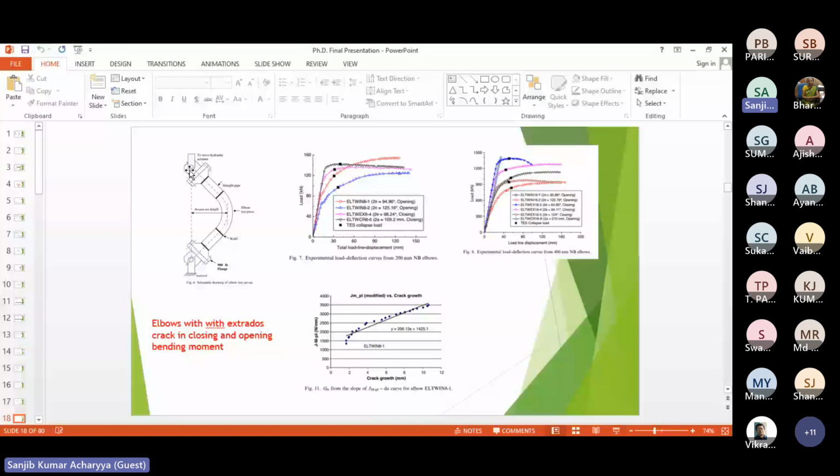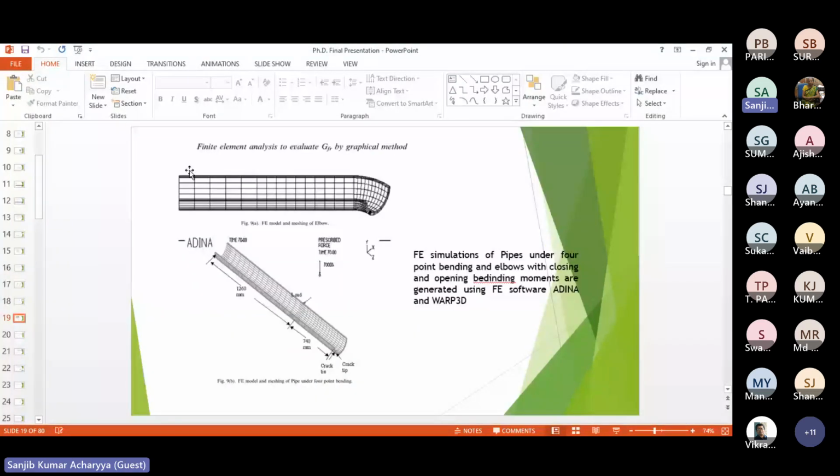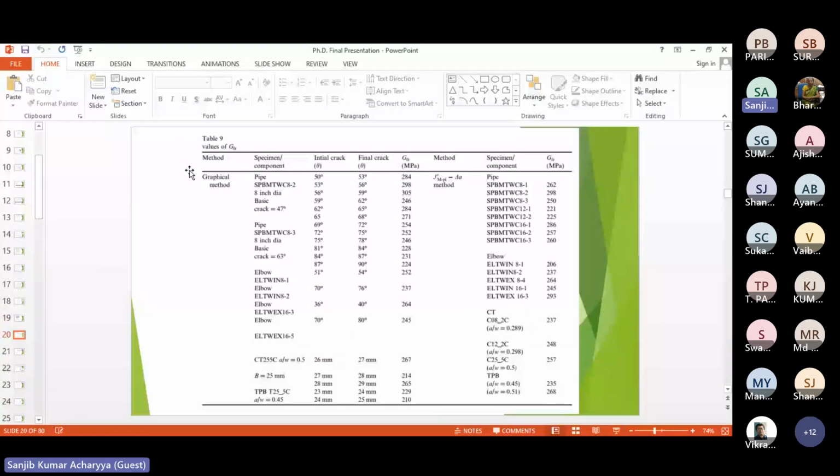So variation in geometry, variation in size, variation in initial crack length, variation in loading type, tension, bending, closing bending moment, opening bending moment. We try to vary as far as possible. And the material data was obtained courtesy of NML, Jamshedpur and ACRC, both received through PRC. And this was the finite element simulation for the elbow pipe. We did it in ADINA and WARP3D. And this was the final result.